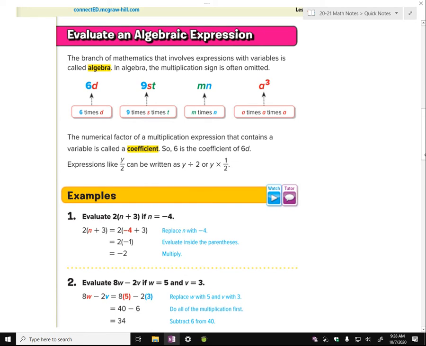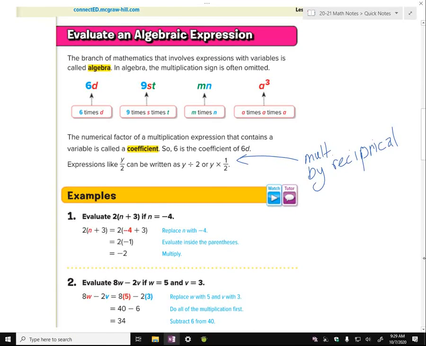Expressions like y over 2 can be written as y divided by 2 or y times 1 over 2. Right here, this is from the test that you guys just took. That is the multiplicative inverse or the multiply by reciprocal. Does that sound familiar? Multiply by the reciprocal. That's how we did division.